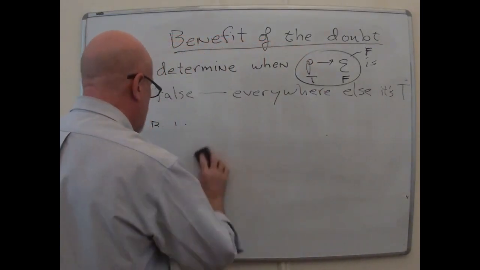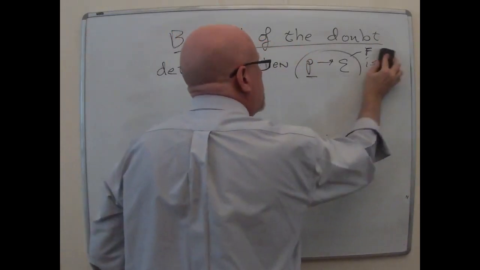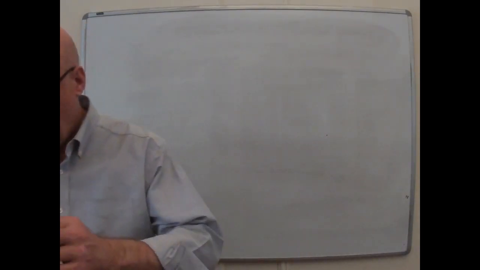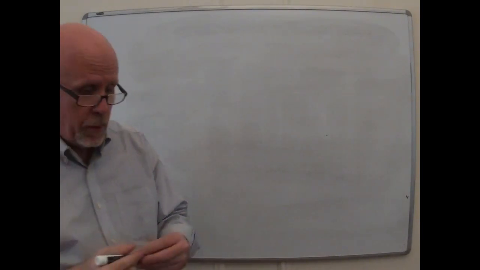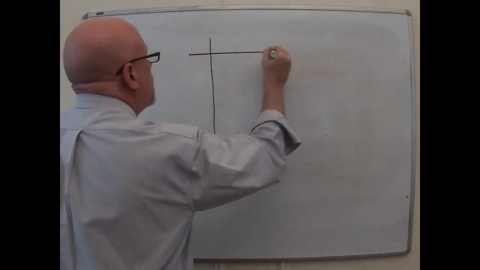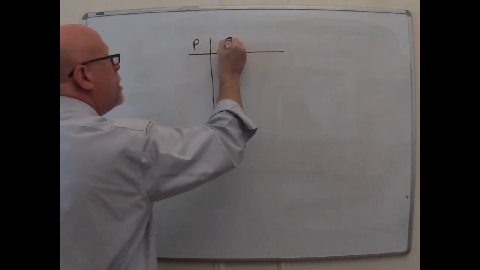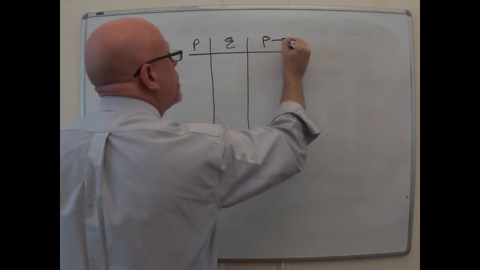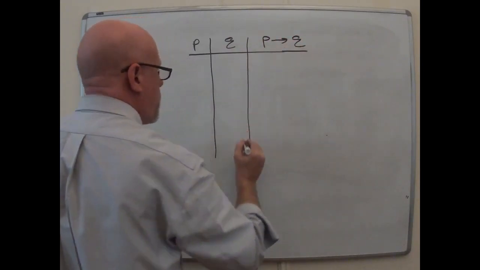It's pretty easy because of this analysis we've just done. We only have to figure out where is the if-then false, and everywhere else it'll be true. So how does that look? I guess we use P and Q for the inputs, and P implies Q then is the thing we're interested in.